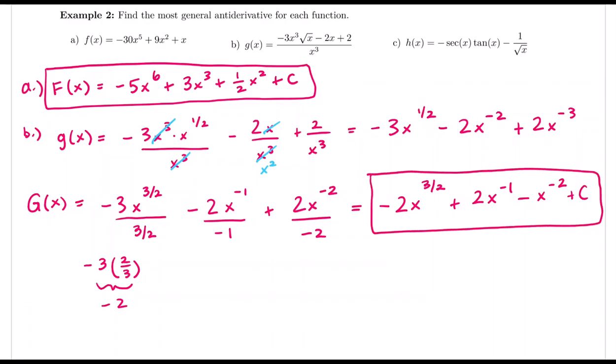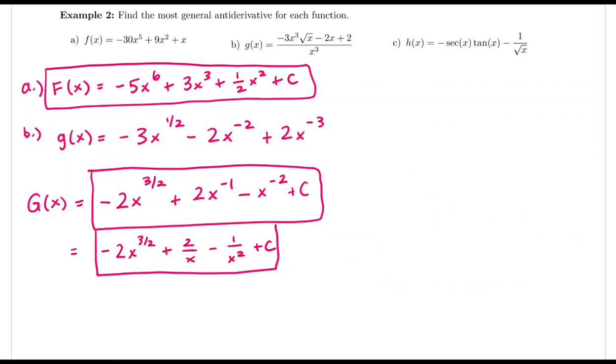If you'd like to write those terms as fractions instead of having negative exponents, that's fine too. And if you did it that way, then we'd have negative 2x to the 3/2 plus 2 over x minus 1 over x squared plus C. That is also an acceptable answer for part B. All right, on to part C.